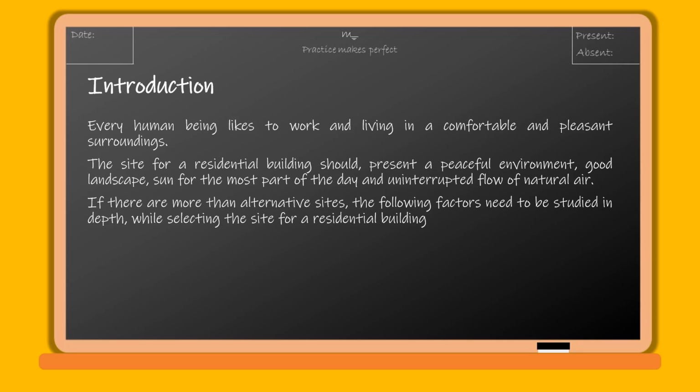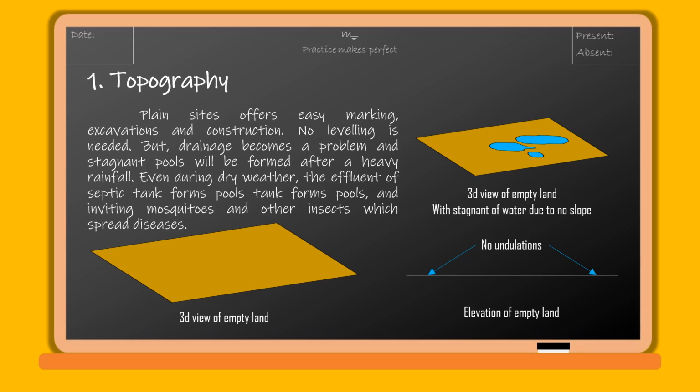If there are more than one alternative sites, the upcoming factors need to be studied in depth while selecting the site for a residential building. In this phase, we can divide sites into two types, which are flat and slope. And the slope has some sub-classifications.